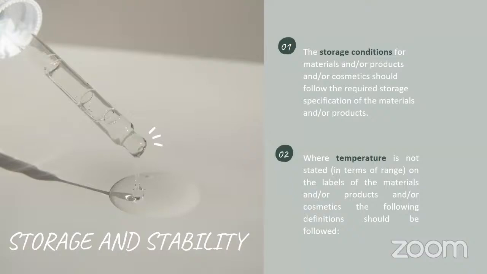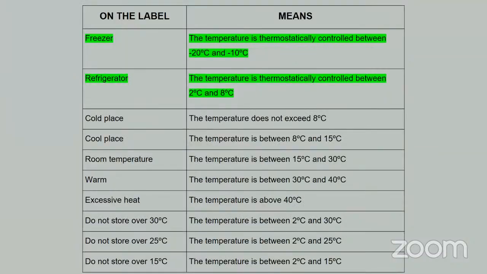Storage and stability. The storage condition for materials should follow the required storage specification of the product. This can be referred to in the product leaflet. Another point to be taken note of is temperature. There are many criteria and many specific terms in the product leaflet that refer to the temperature. I will explain it here.